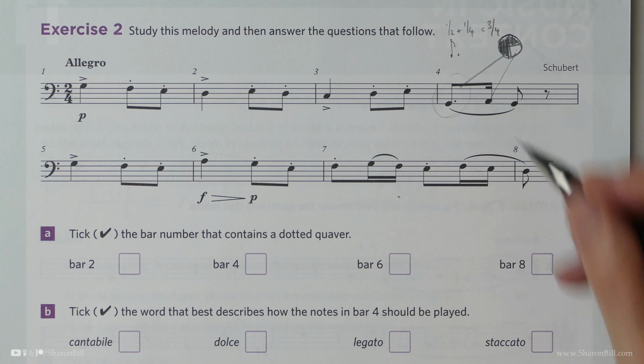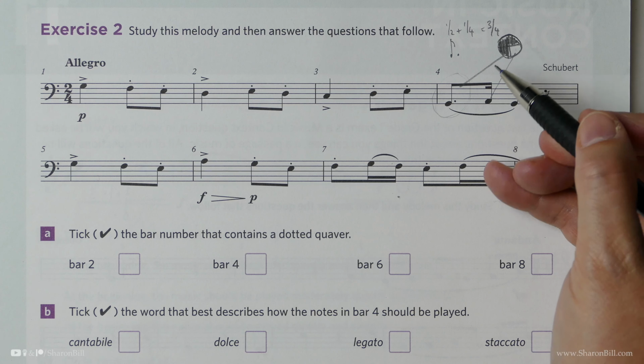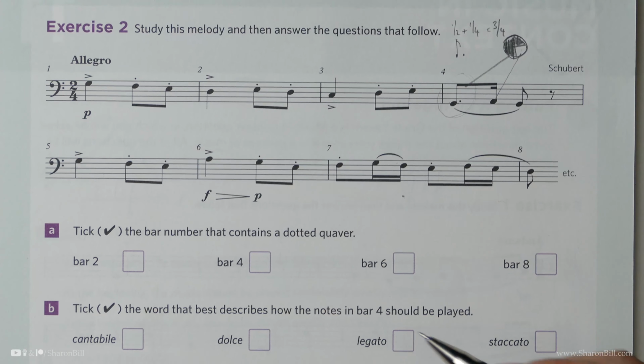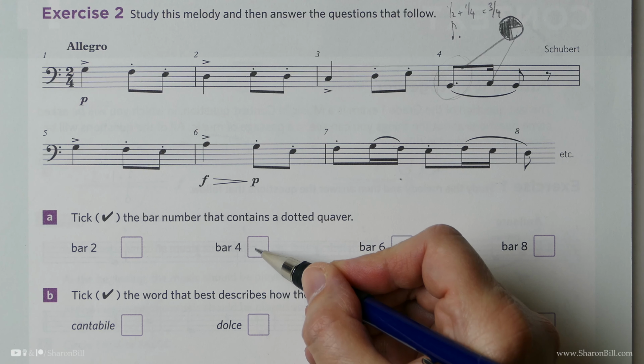So there we go, a good bit of revision there. So we can see that the answer to that is bar 4, so let's give that a tick.